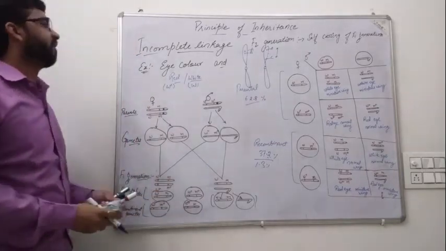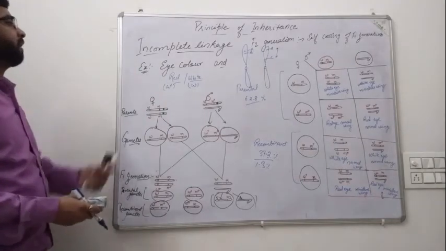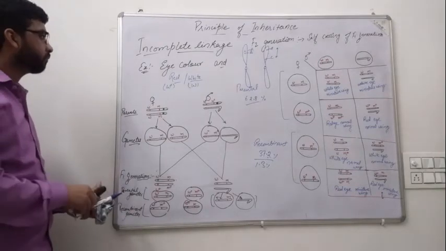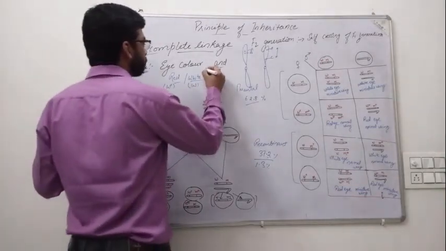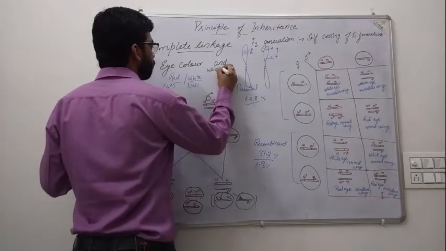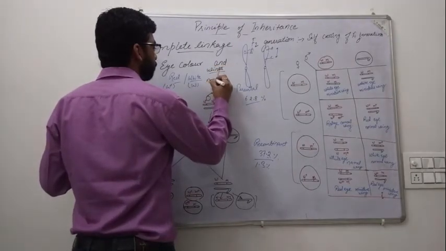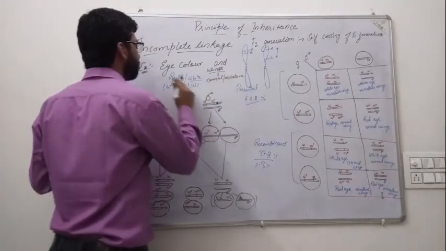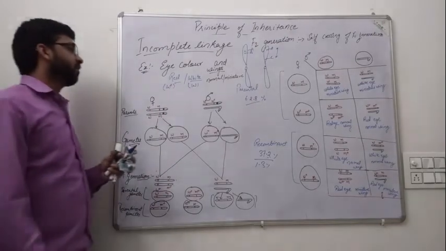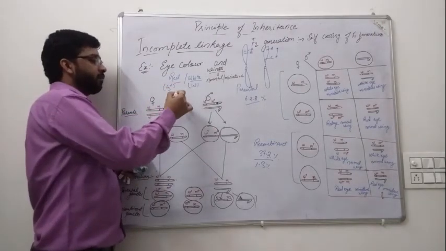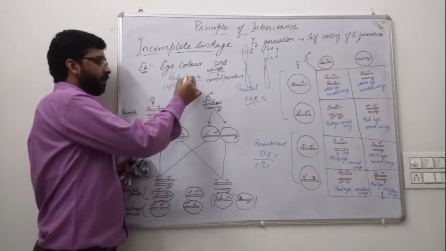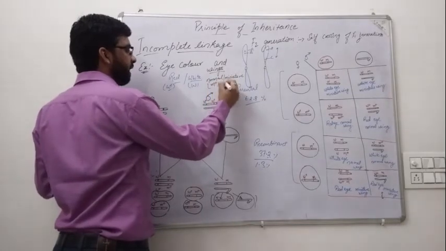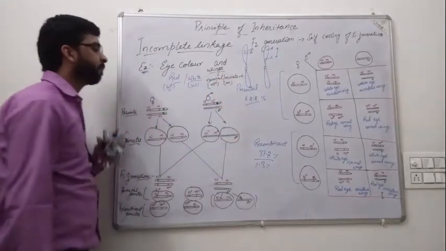So what we have to do in this, we do incomplete dominance with the eye color and wings, normal and miniature wing. Eye color: red eye and white eye. Red color is represented by W positive. Positive will represent the dominant character. White is represented by W. Normal wings are represented by M positive, and miniature by M only here.